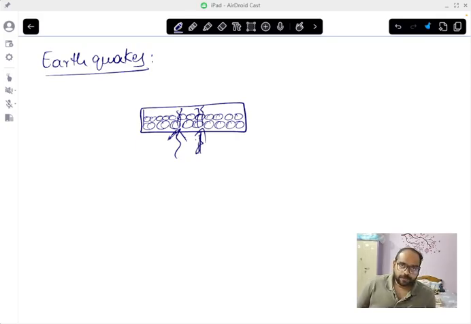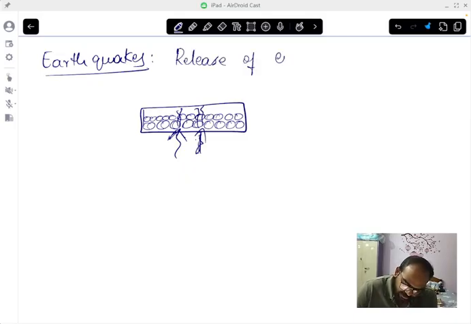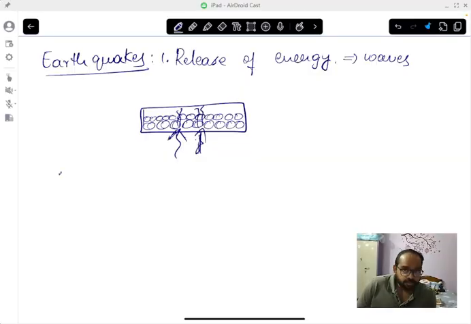Earthquake, why does it happen? Due to release of energy, and energy travels in the form of waves. It is the first thing. You are clear about the release of energy, why energy gets released. You are clear, right? Make sure you watch it again, so that there is no confusion.